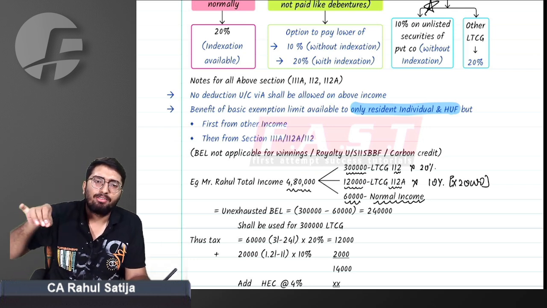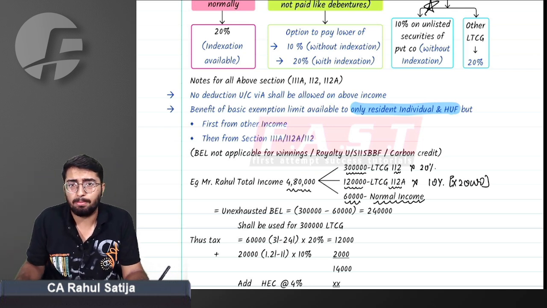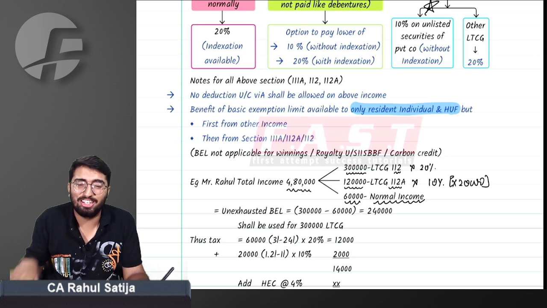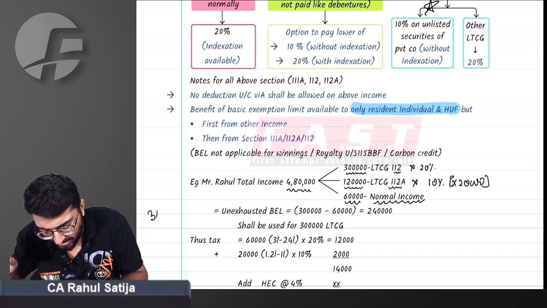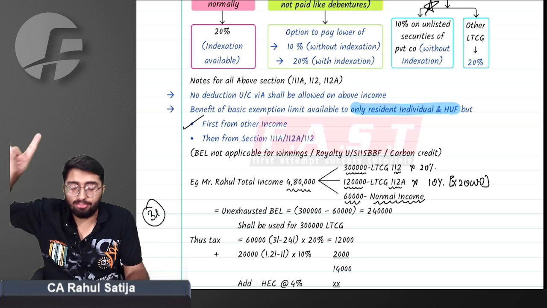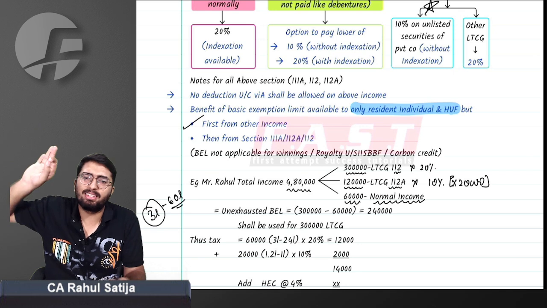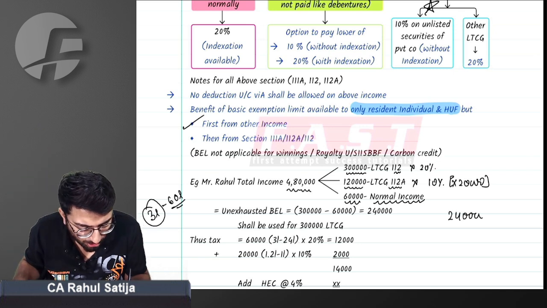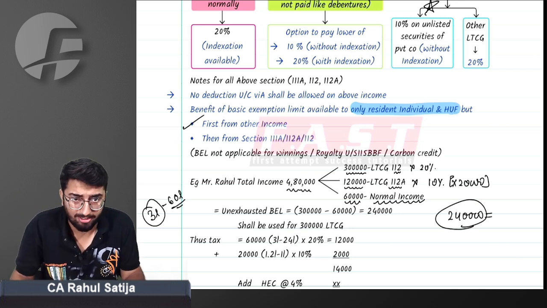If you are aware, for the tax regime under section 115BAC, the basic exemption limit is 3 lakh rupees. Out of this basic exemption limit, first you have to set off the other income. So other income is 60,000, which means 60,000 will be completely set off against this. Now we have 2,40,000 rupees of unexhausted basic exemption limit left.